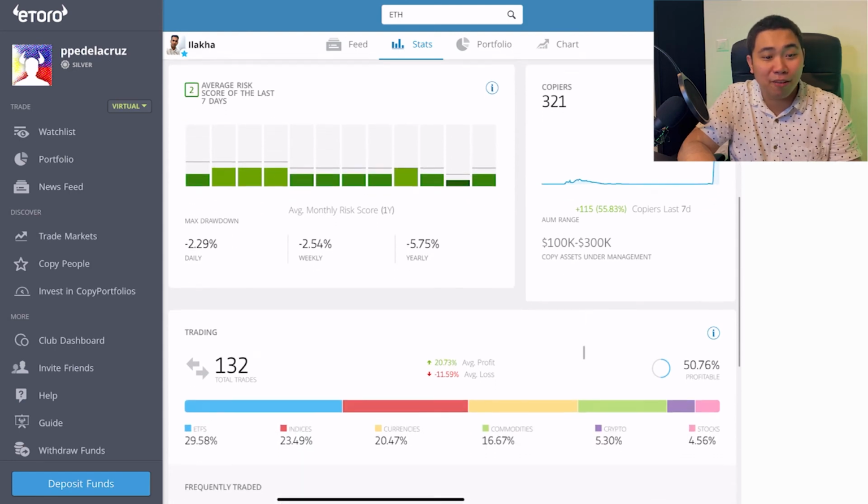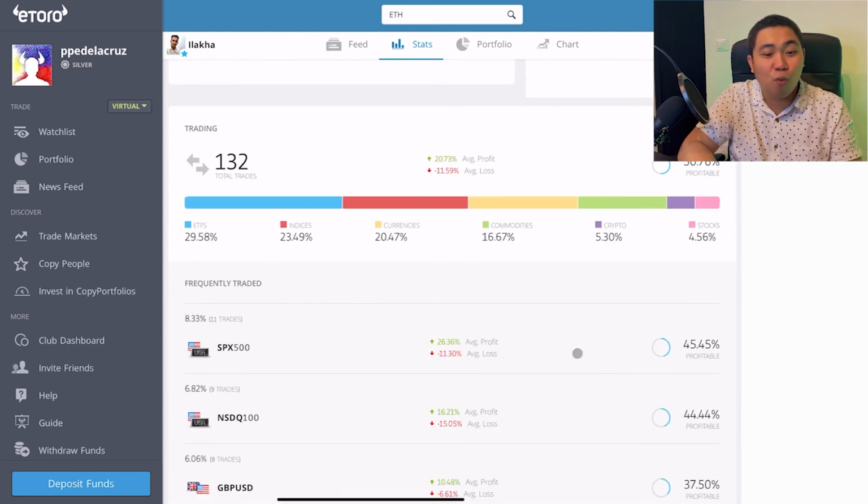Go down a bit further and you would see why the risk score is very, very low. In here, you would see that there are very different kinds of instruments being invested in. You would have ETFs or exchange traded funds, indices, currencies, commodities, crypto, and stocks. And because of the mix of all of these items that this person is trading, eToro scored a risk of about 2 to 4 in the last 7 days.